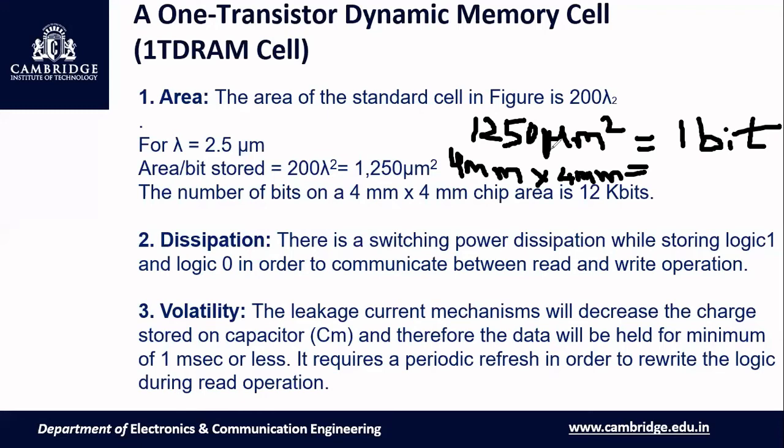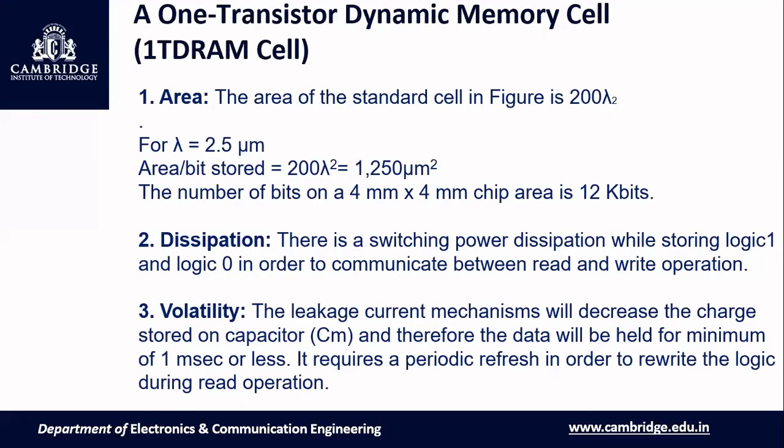Right? 10 to the power of minus 6 into 10 to the power of minus 6. 2 micrometers are there. Okay. So if you simplify, you'll get 12 kilobits of information. So this is the memory which can store more number of bits. You can store 12 kilobits.